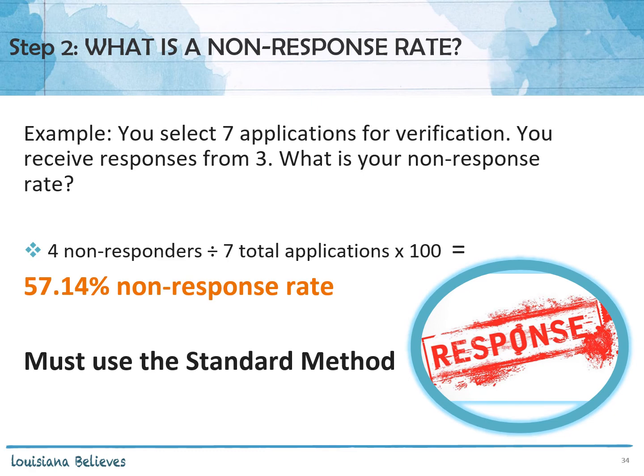If you divide the number of non-responders by the number of total applications selected for verification and multiply it by 100, you will get your non-response rate percentage. In this case, we had 4 non-responders out of 7 total applications. 4 divided by 7 times 100 is 57.14% non-response rate. In this case, since the non-response rate is over 20%, we will need to use the standard or basic method.